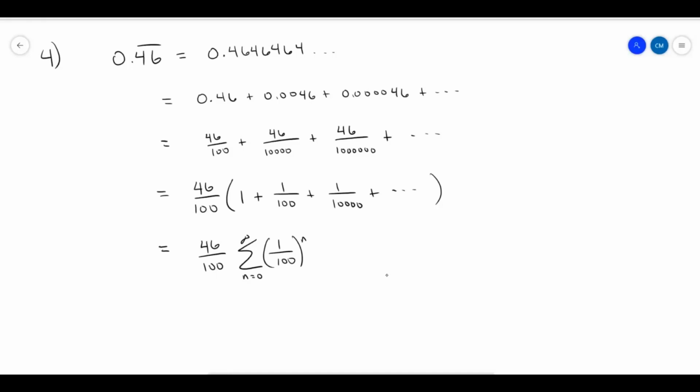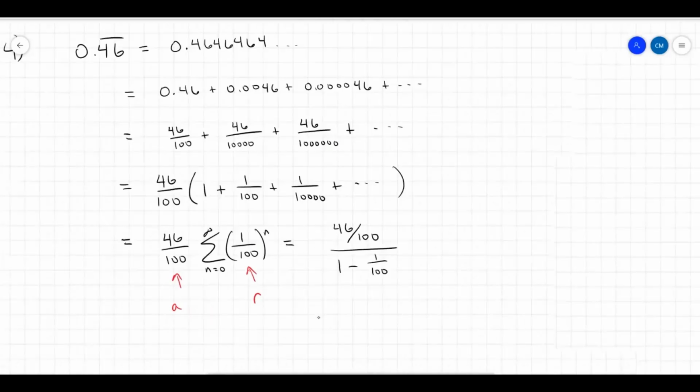Well, look at this. This is now a geometric series, right? This is our A. This is our R, right? R is 1 over 100. A is 46 over 100. So this is, in fact, a geometric series. And it's exactly the way that we want it because it starts at 0. So I can now use the formula for the sum of a geometric series, which, if you remember, is A over 1 minus R. A is 46 over 100. 1 minus R, 1 minus 1 over 100.